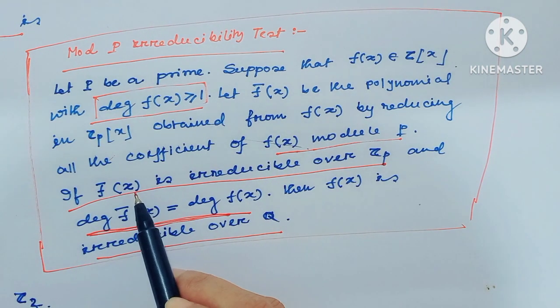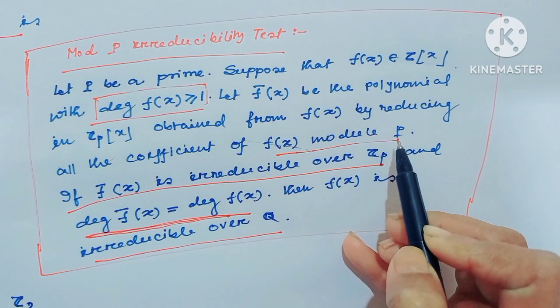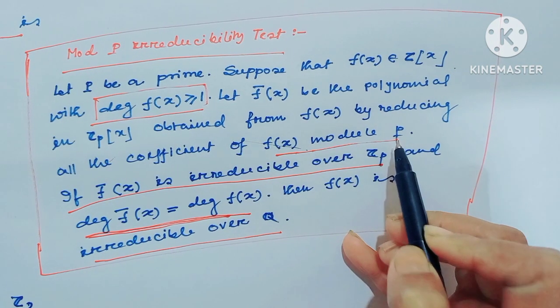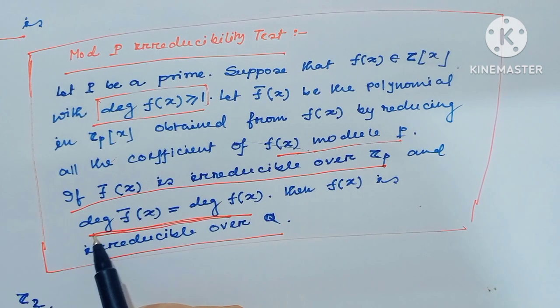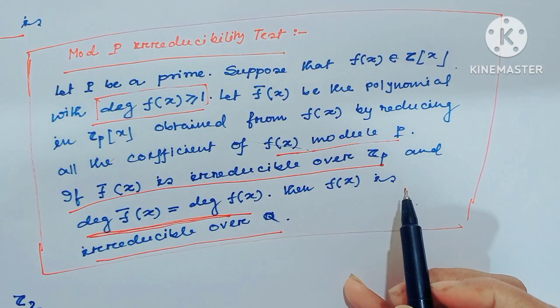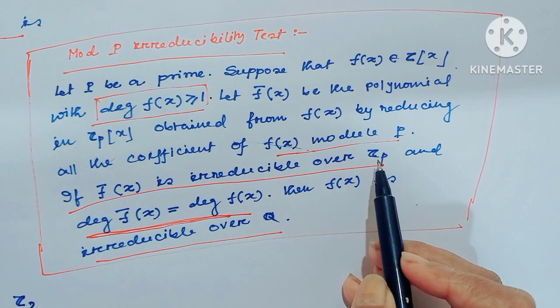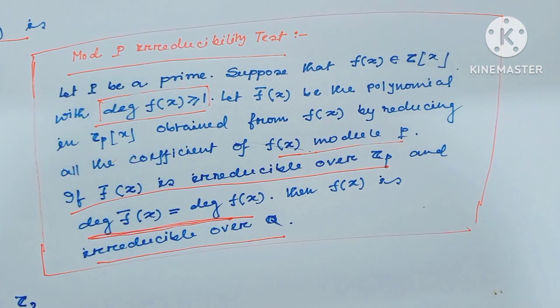If f bar, which is obtained by reducing all coefficients of f(x) modulo p, is irreducible, first the degree must be the same, and second, if over Zp f bar is irreducible, then we can tell f(x) is irreducible over Q.